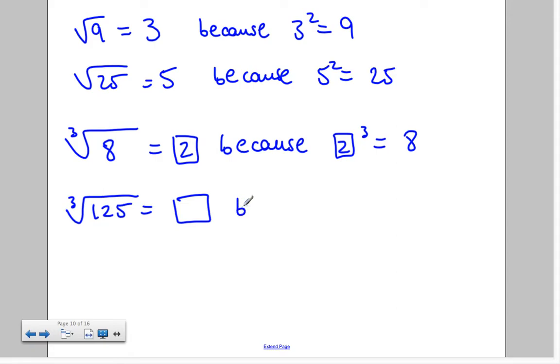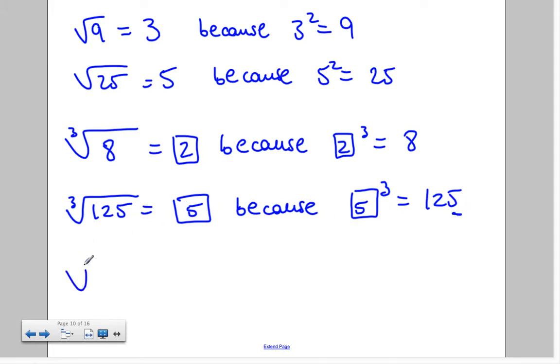Let's say you've got cube root of 125. You're looking for a number that if I cube it, I get 125. Again, it's going to be a small number, and the clue is probably in the 5. If I try 5, 5 times 5 times 5 is 125. So the cube root of 125 is 5.